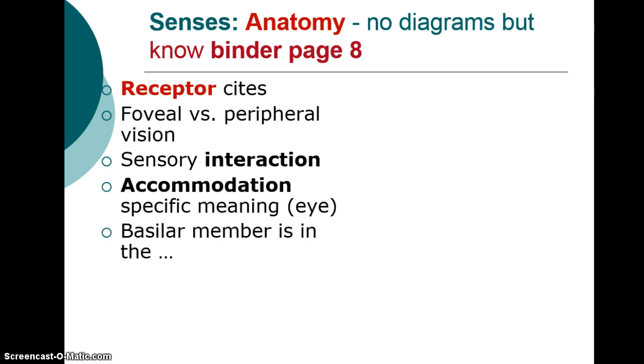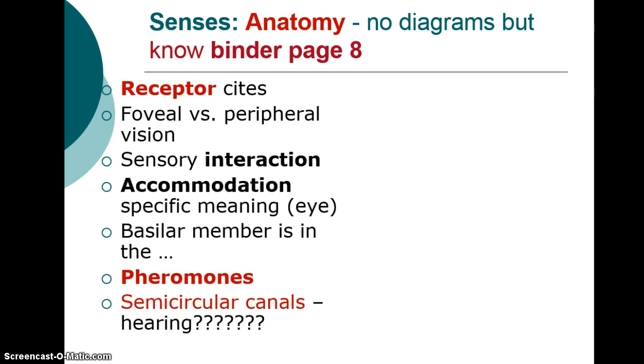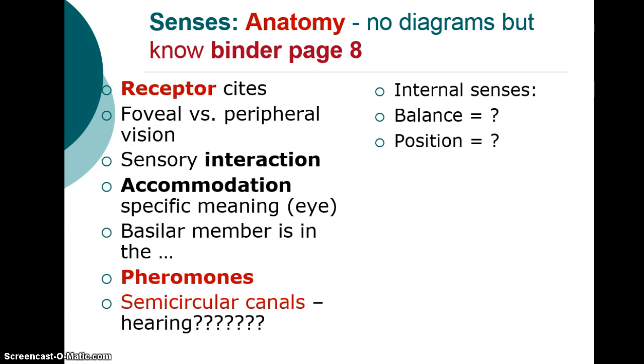The basilar membrane is in the cochlea within the ear, and that's where the little tiny hairs are. Pheromones is within smell. Semicircular canals, even though they're in the ears, are not used for hearing. They are part of balance. Our internal senses. Balance is known as the vestibular sense, and kinesthesis is the idea of body position and coordination. Make sure you are familiar with what these do.